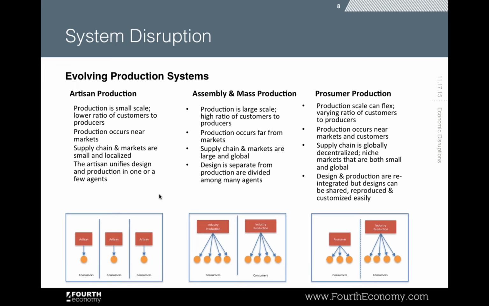Then we moved to the system of mass production and assembly. Henry Ford, large-scale production. You had a high ratio of customers for each producer. The distances exploded and stretched. Production occurred far from the markets. Everything became more global. And we also separated design from the production and divided all the elements among many agents.